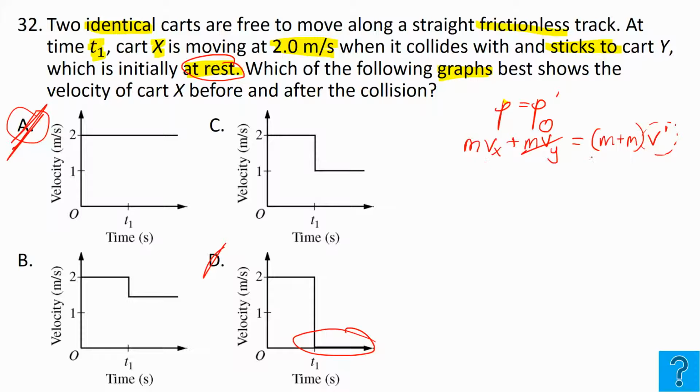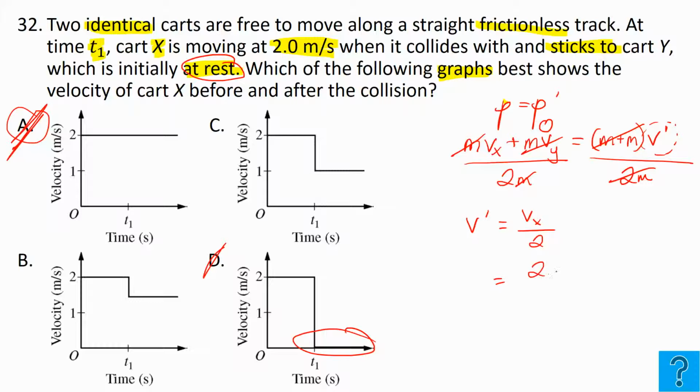So all we need to do is basically divide by m plus m, which should be fairly easy to do. Keep in mind m plus m is going to equal 2m. When we divide both sides, the m's cancel out. So we find this is actually independent of mass, which makes the math a little easier. So we're left with v prime, or our final velocity, equals our initial velocity, which is v_x, over 2.